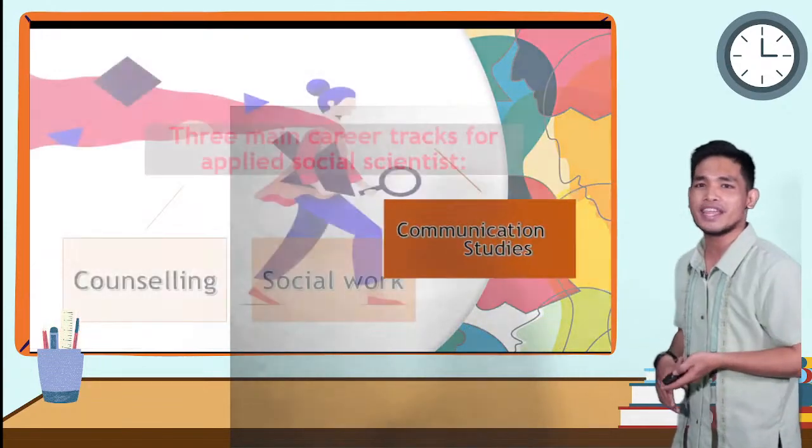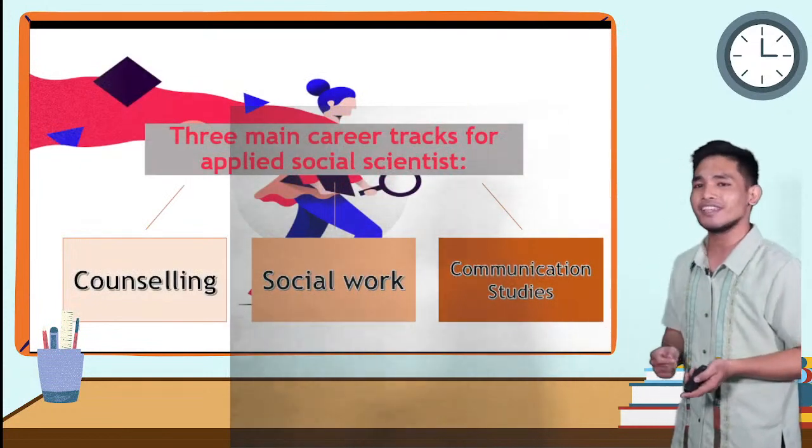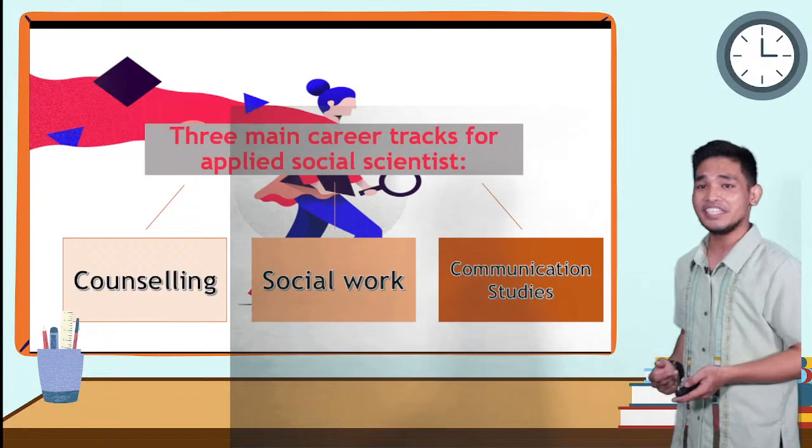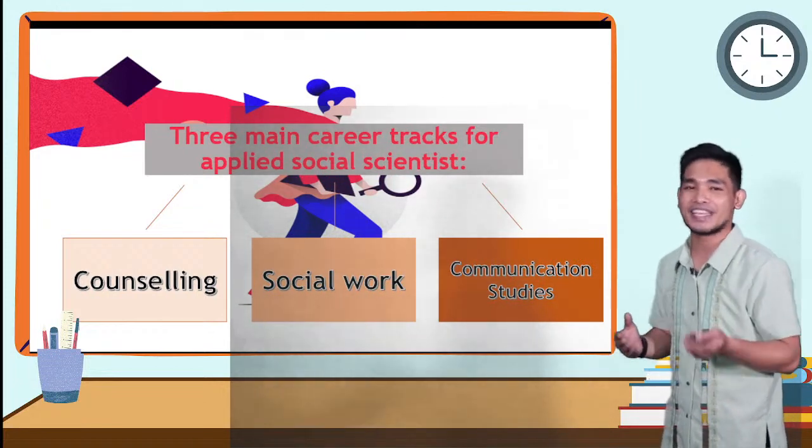So what are the three main career tracks of our applied social scientists? Yes, very good. The counseling, social work, and communication studies.